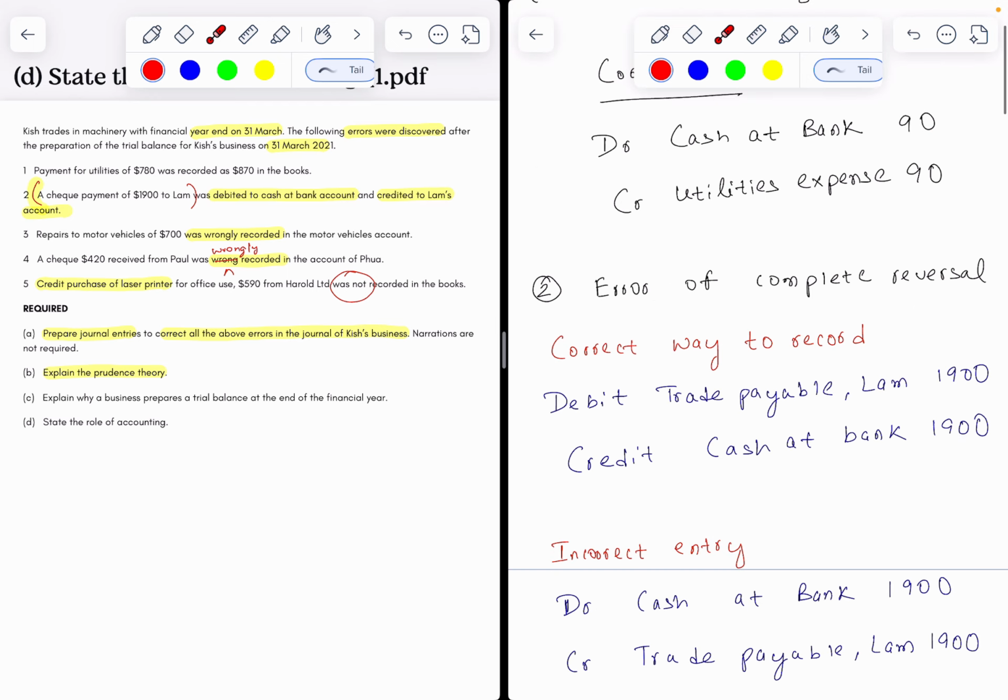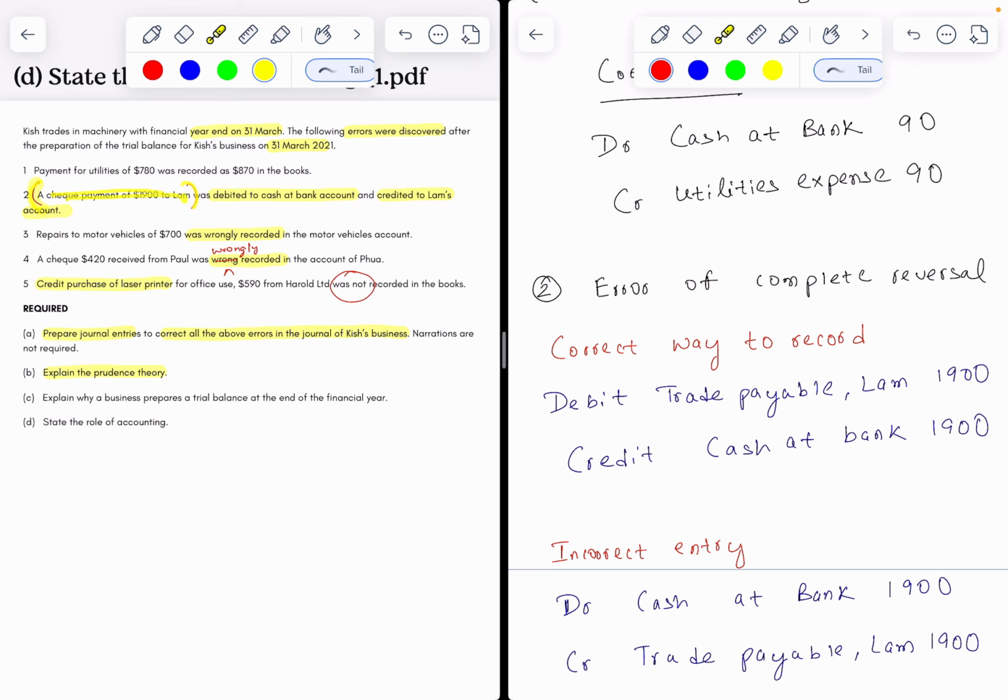Let's look into the second error. A check payment of $1,900 to LAM was debited to the cash at bank account and credited to LAM's account. All right, so what I need you to do now initially is to look into the first few words which I have highlighted within brackets. So here you have got check payment of $1,900 to LAM.